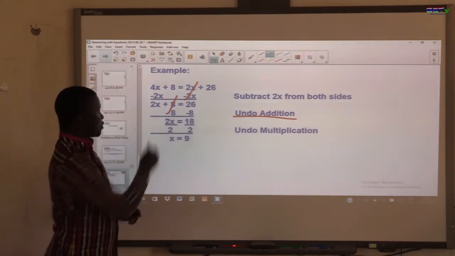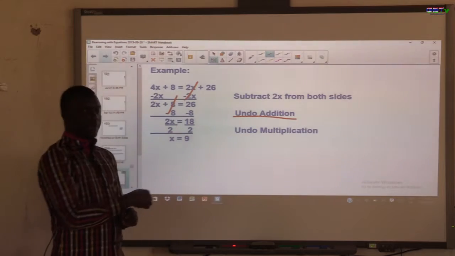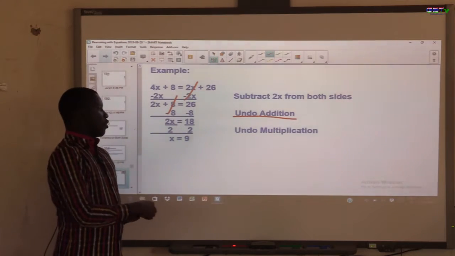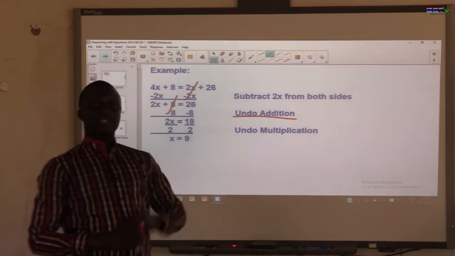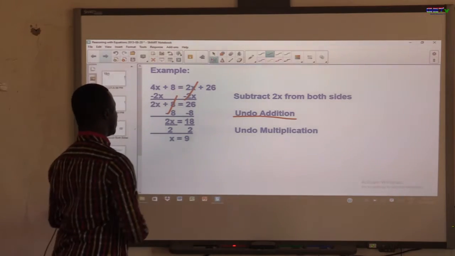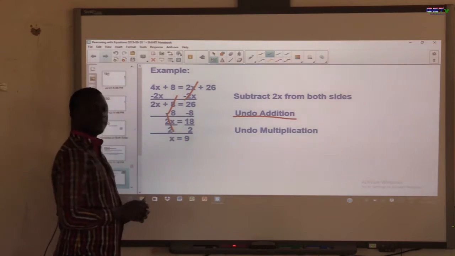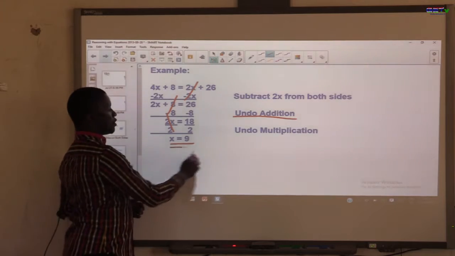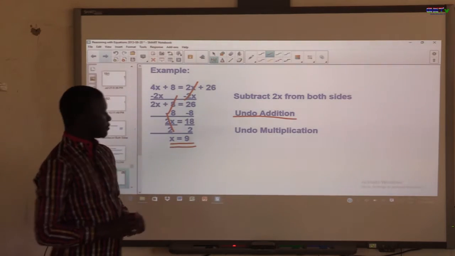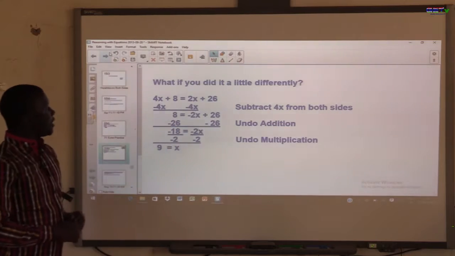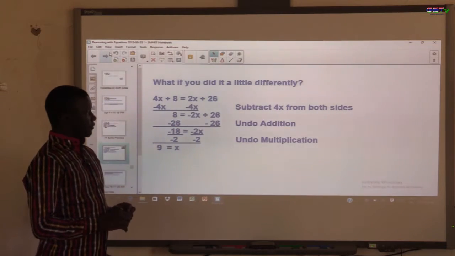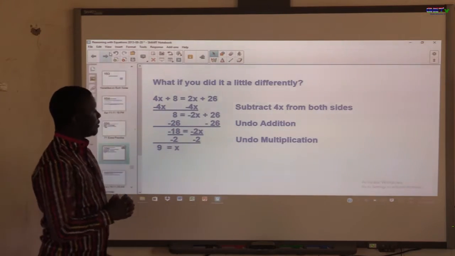The operation here, 2 times x, is a multiplication operation. So we do the reverse by dividing by 2, and hence dividing the other side also by 2. So 2 cancels 2, and then we have x equals 9. The value of our x here is 9. What if you did it in a little different way?